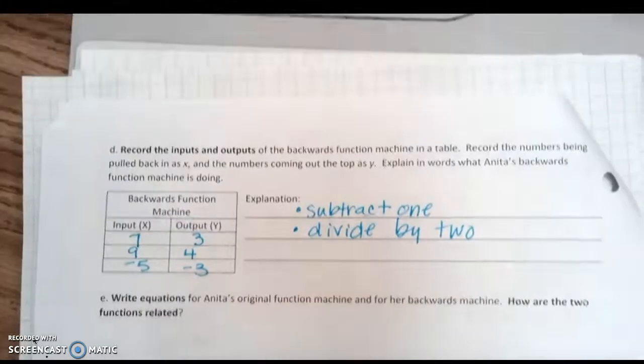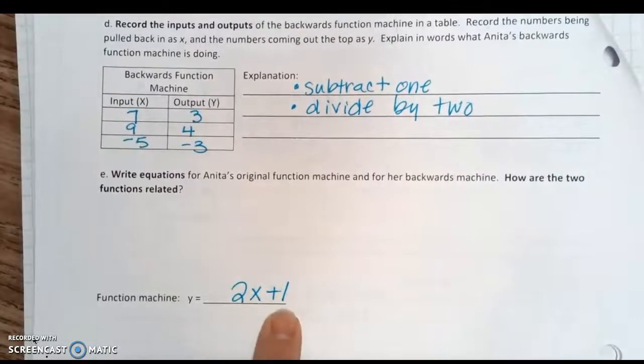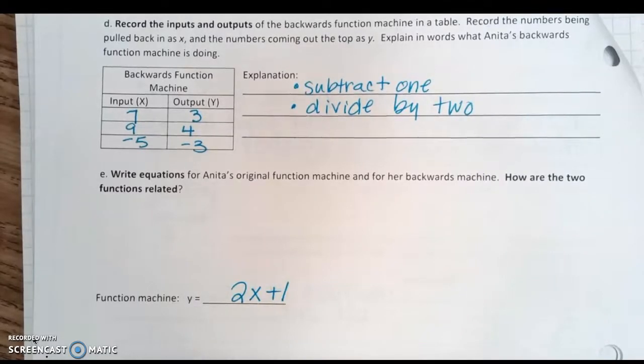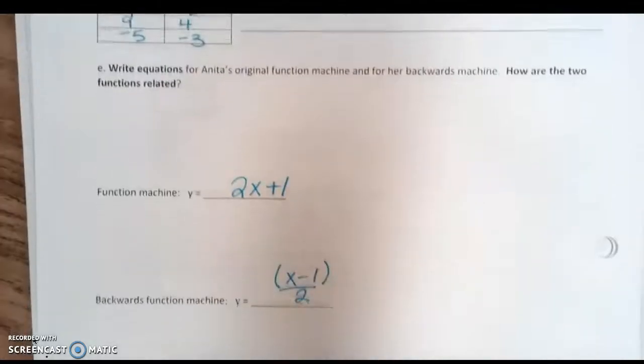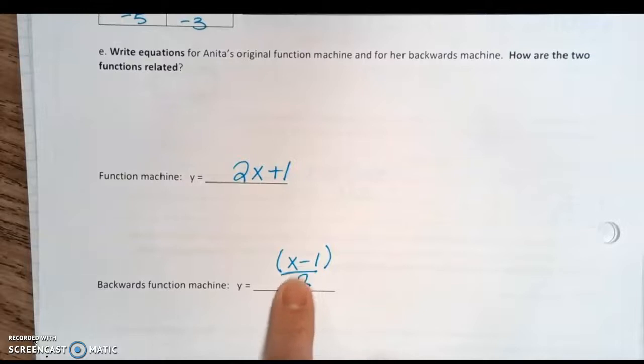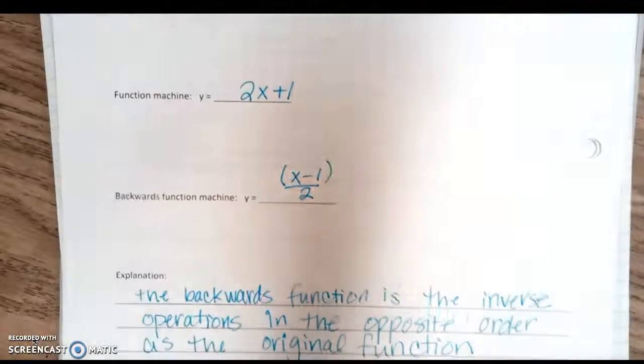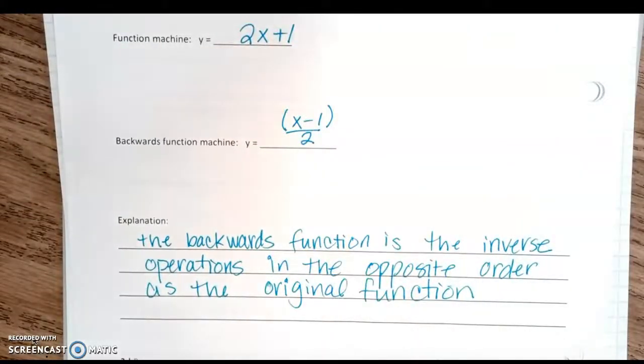Okay, so the original function machine was 2x plus 1. We multiplied by 2, and we added 1. So what is the backwards function machine going to be? We're going to subtract 1, and then we're going to divide by 2. And then again, they want another explanation. So the explanation is the backwards function is what we call the inverse operations, the opposite and in the opposite order as the original function.